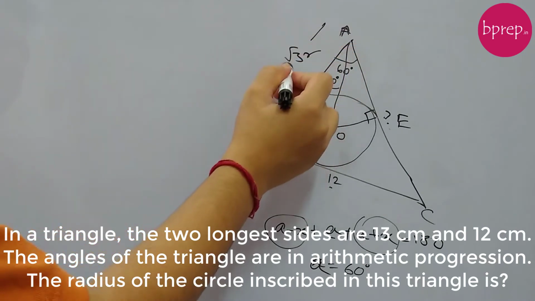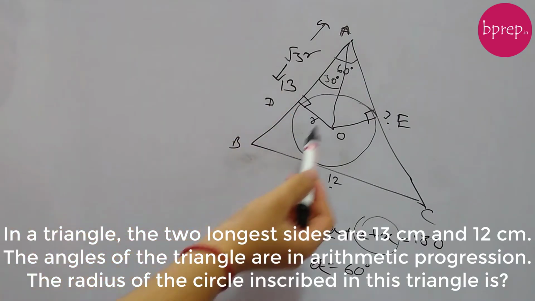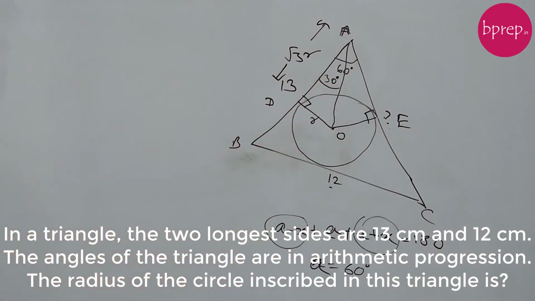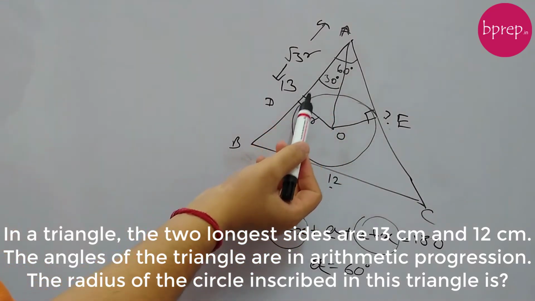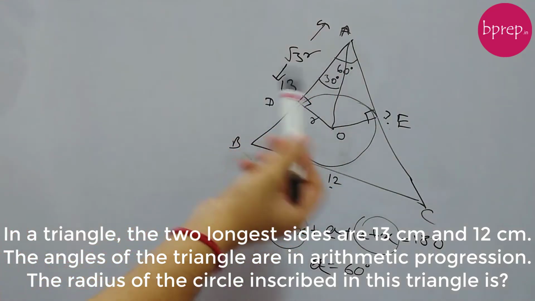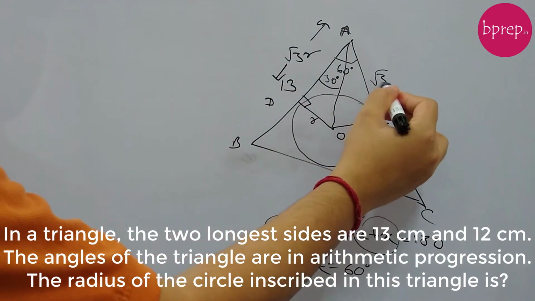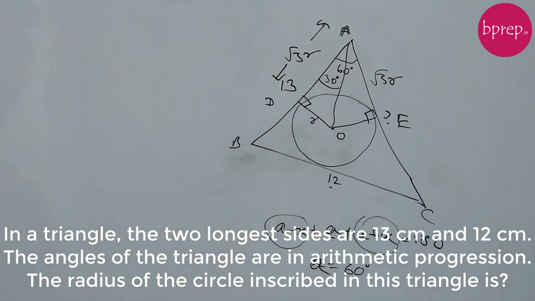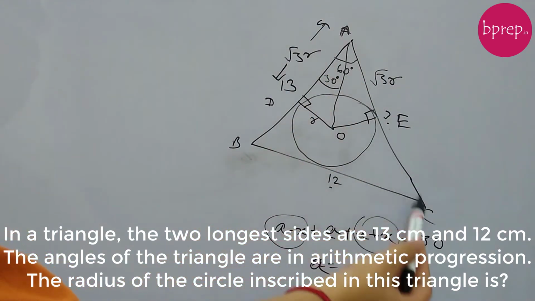Okay. And if AD is root 3R, then AE will also be root 3R, because the length of tangents drawn from the same point are equal. Now what will be EC? Because we don't know AC, we cannot say EC here.